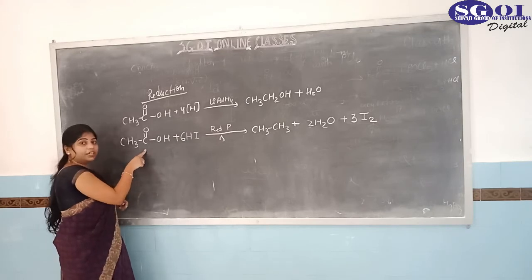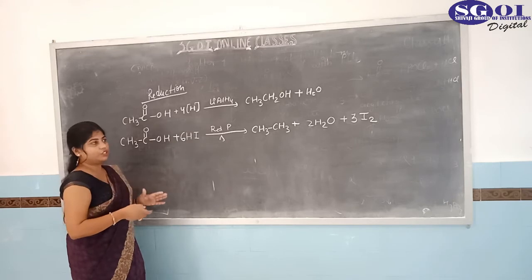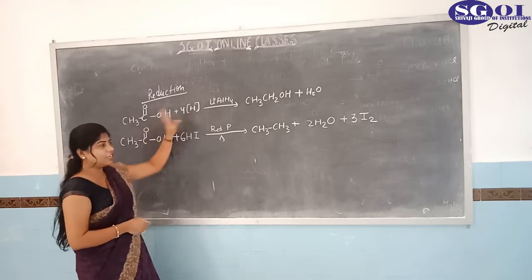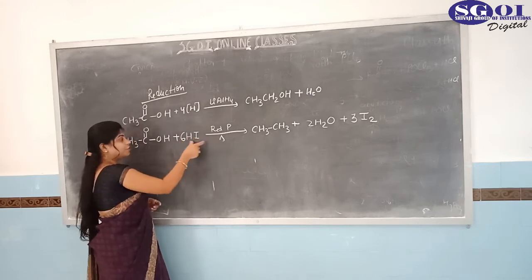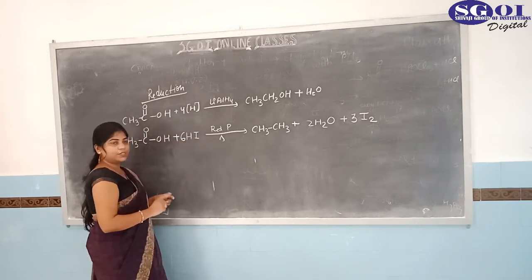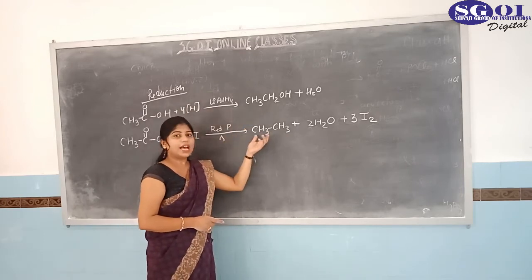It is known as complete reduction of acid and it is known as partial reduction of acid. In partial reduction, LiAlH4 acts as a reducing agent. In complete reduction, red phosphorus with hydrogen iodide acts as a reducing agent. In partial reduction, alcohols are formed. In complete reduction, alkanes are formed.